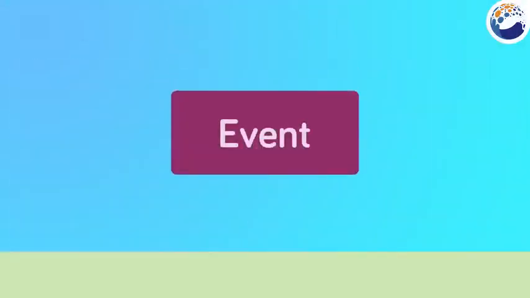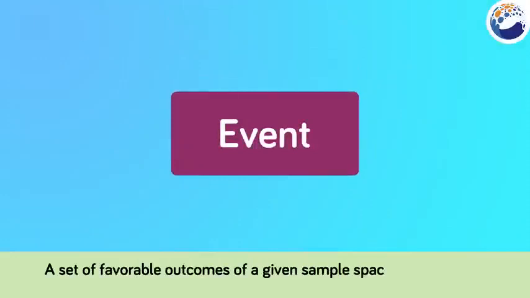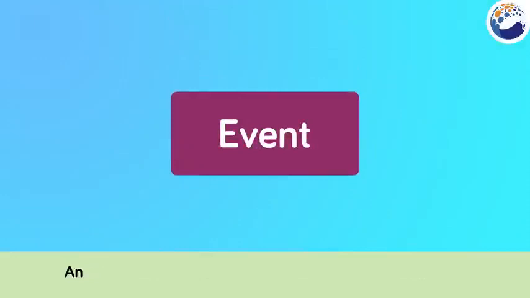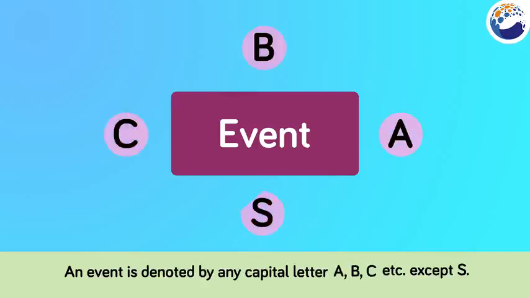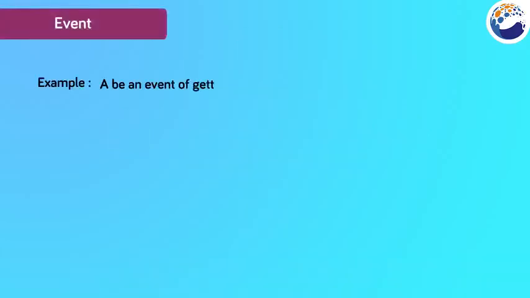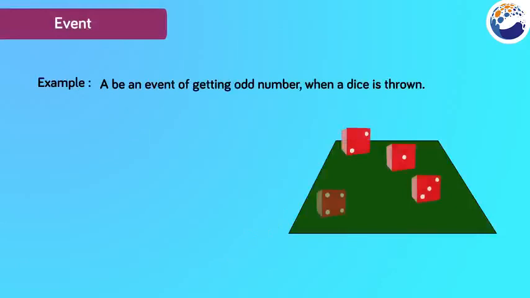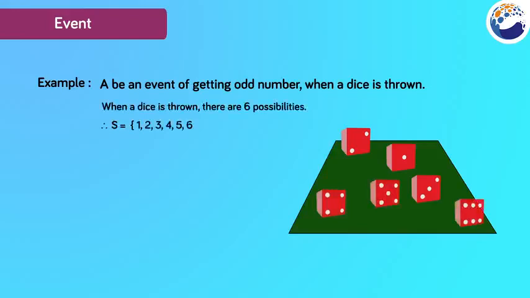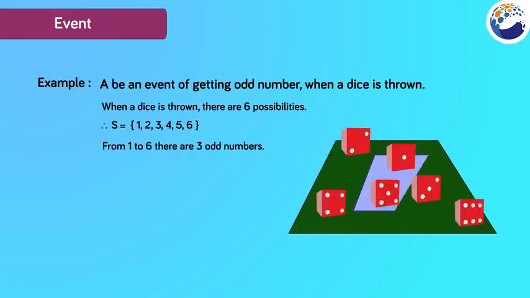Event. A set of favorable outcomes of a given sample space is an event. An event is defined by any capital letter A, B, C, etc. except S. For example, let A be an event of getting an odd number when a dice is thrown. Therefore, sample space S contains 6 elements. From 1 to 6, there are 3 odd numbers, that is 1, 3, 5. Then the favorable outcomes are A = {1, 3, 5}. n(A) = 3. We can clearly see that A is a subset of S.